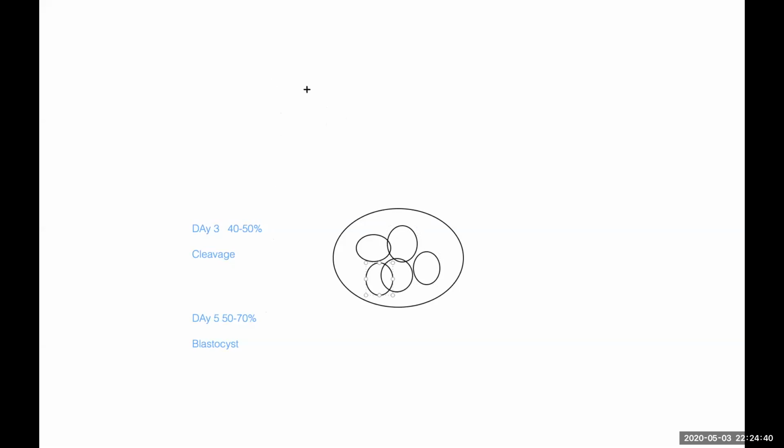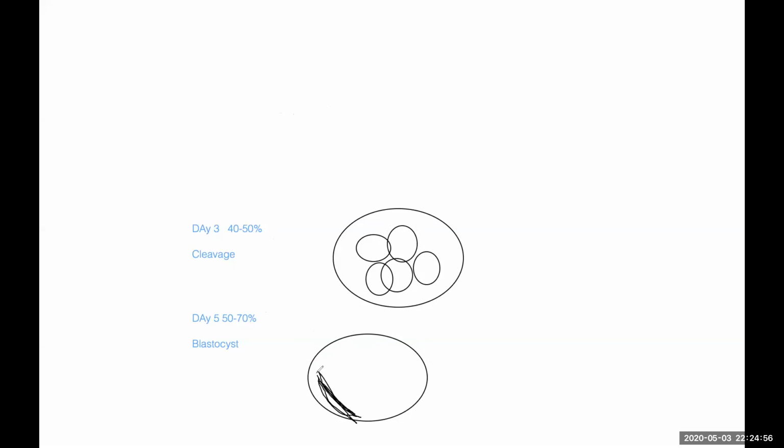البلاستوسيست stage. Okay, so the cleavage stage is 6 to 8. البلاستوسيست بدأ يتكون فيها البلاستوسيل. Okay. ويتكون فيها inner cell mass. Okay. يتكون فيها inner cell mass.